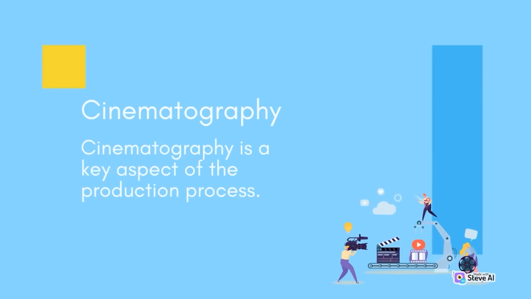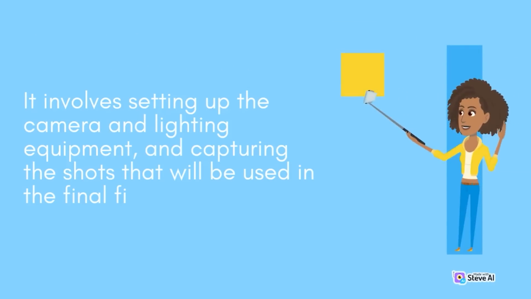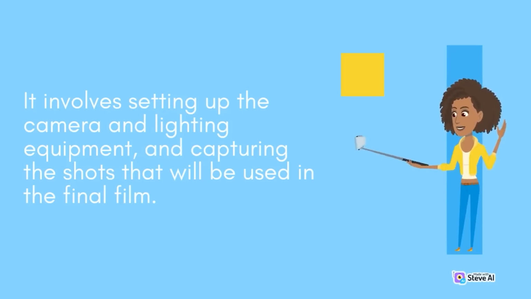Cinematography. Cinematography is a key aspect of the production process. It involves setting up the camera and lighting equipment, and capturing the shots that will be used in the final film.